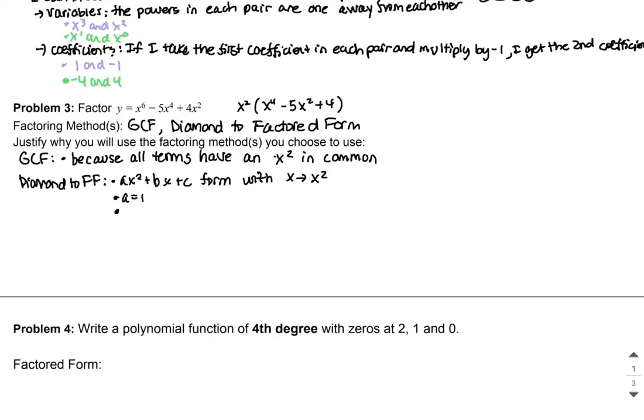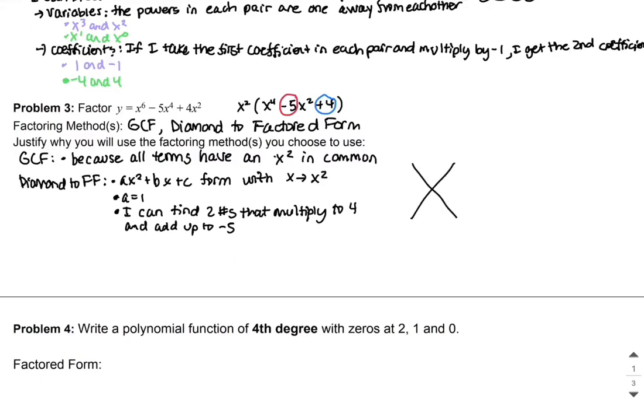The other reason I know that I'm going to be able to use the diamond is that I can find 2 numbers that multiply to 4 and add up to -5 from here. And those are the reasons why I am going to use diamond to factored form. So I'm going to use my diamond. I need 2 numbers that multiply to 4 and add up to -5.